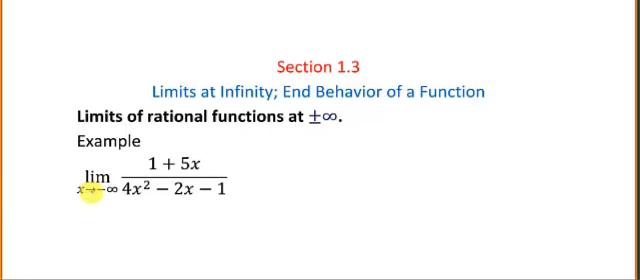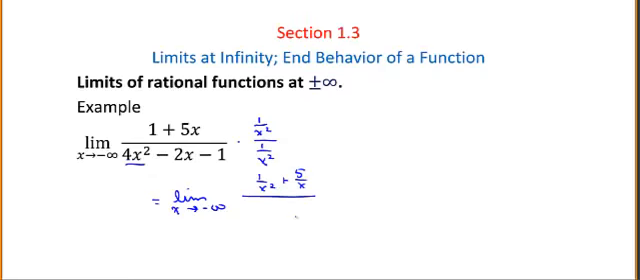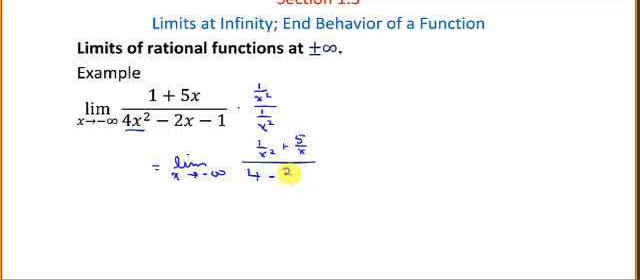All right, here we have the limit as x approaches negative infinity of 1 plus 5x over 4x squared minus 2x minus 1. All right, the highest power of x in the denominator is x squared, so I'll multiply by 1 over x squared divided by 1 over x squared. And that's going to be equal to the limit as x approaches negative infinity of, multiplying this out, I'll get 1 over x squared plus 5 over x in the numerator, 4 minus 2 over x minus 1 over x squared in the denominator.